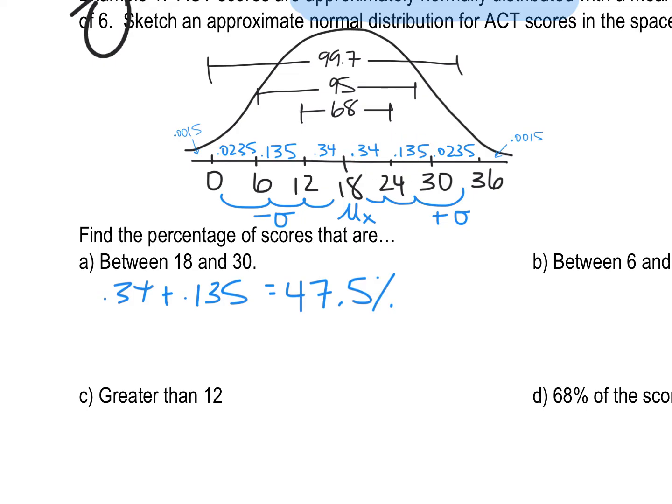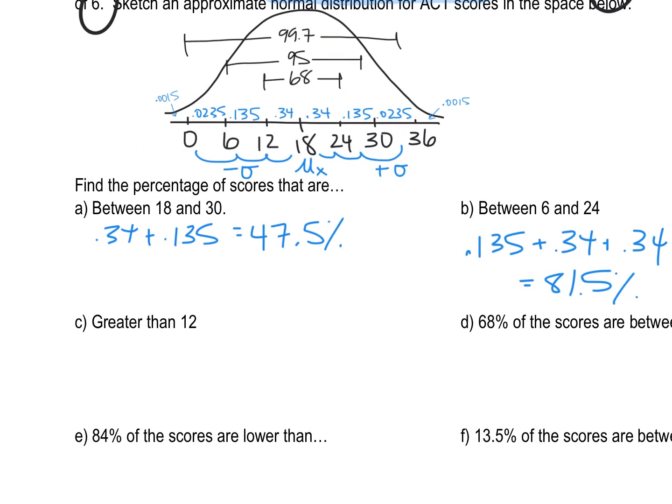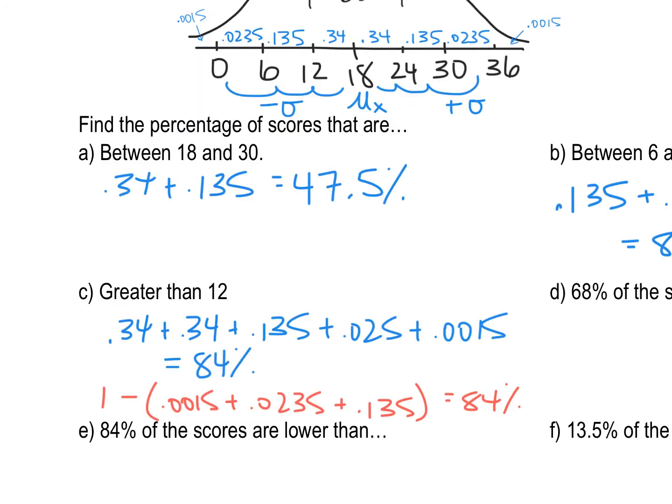So that's why it's useful for you to label these tick marks with all the percentages coming from the empirical rule so that you can answer questions like this. What about the next one? Between 6 and 24. So 6 is here, 24 is here, so I'm adding up 13.5, 34, and 34. That gives me 81.5%. Next one, greater than 12. So 12 is here. That means I'm adding up all of these decimals here, all of these ones. So I have my 68 here in the middle, plus 13.5, plus 2.35, plus 0.15. So I wrote that work in here.